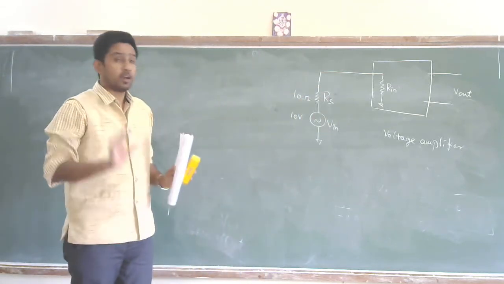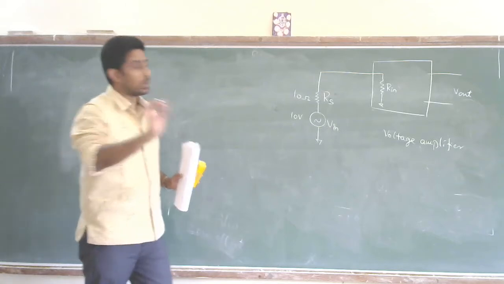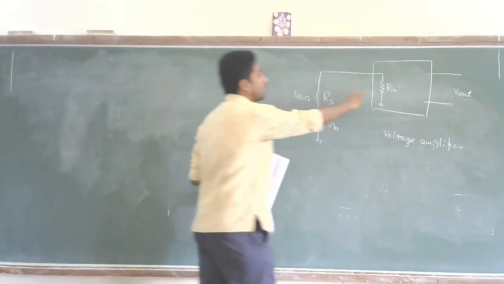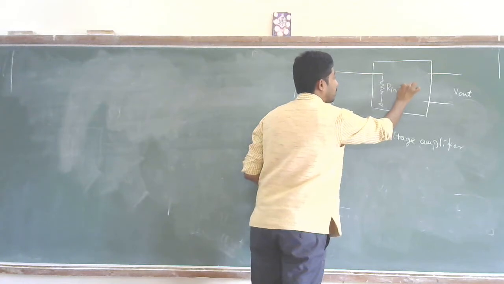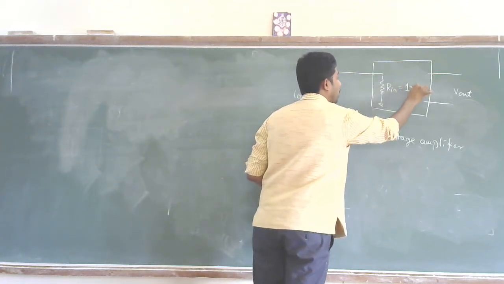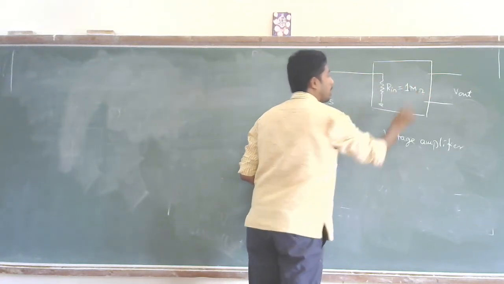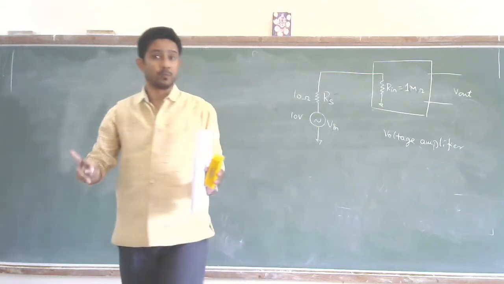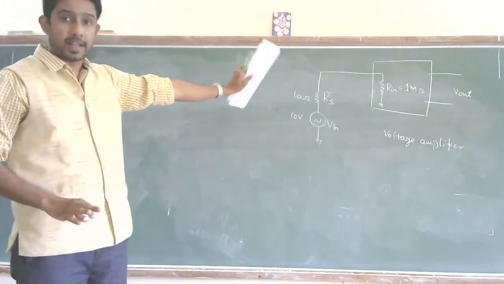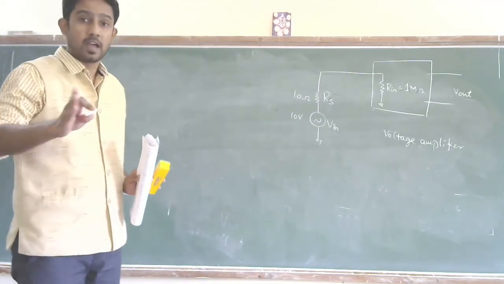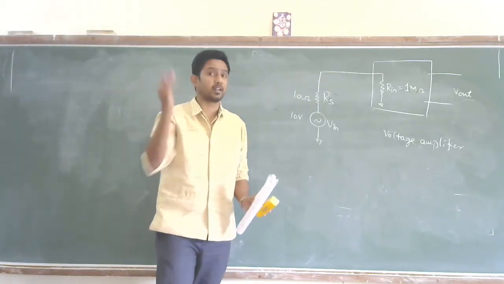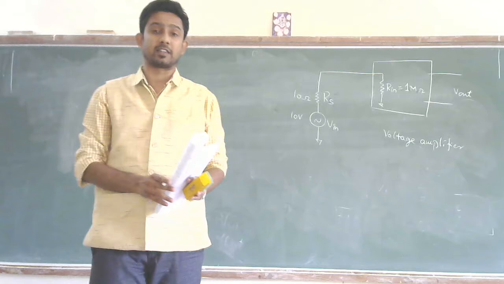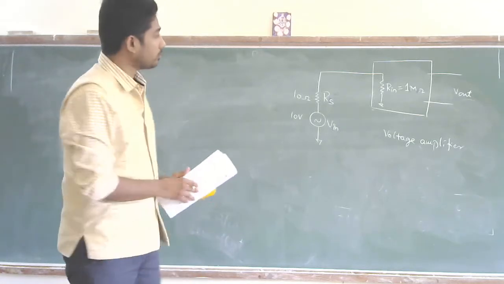Right? Now we'll start my analogy. Let us consider Rin to be equal to, let's say, 1 mega ohm. 1 mega ohm is of course a huge value, but I'll take that input resistance as 1 mega ohm. Now I'll justify what happens if it is 1 mega ohm, what happens if it is less than 1 mega ohm, or more. We'll try to justify. Fine.